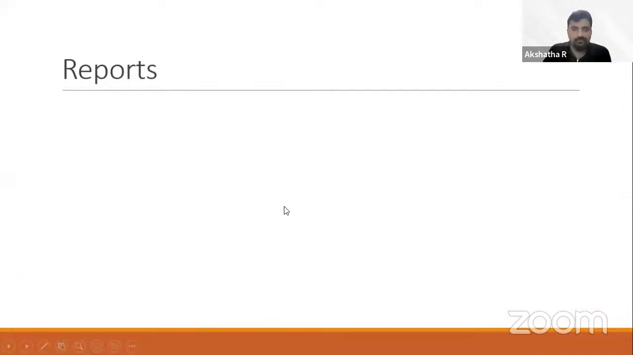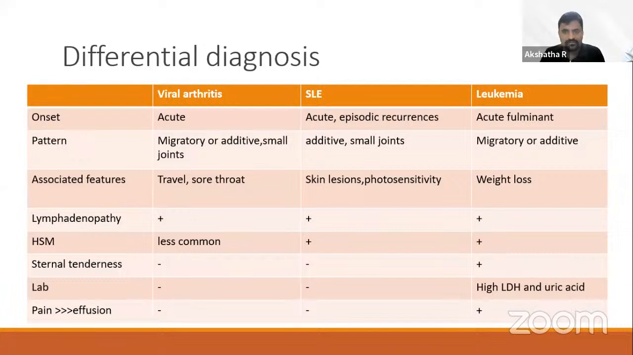So how do we differentiate? All three diseases are acute in onset, and SLE can have an episodic course. Coming to the pattern of joint involvement, it can be migratory or additive, and predominantly involves small joints in viral arthritis. Similarly, in SLE, it is additive involving the small joints. In leukemia, it can be migratory or additive.